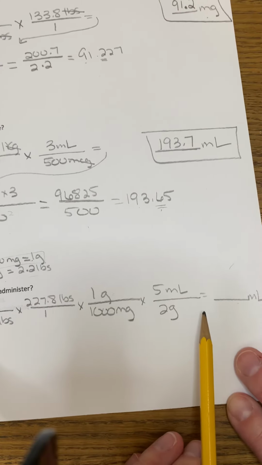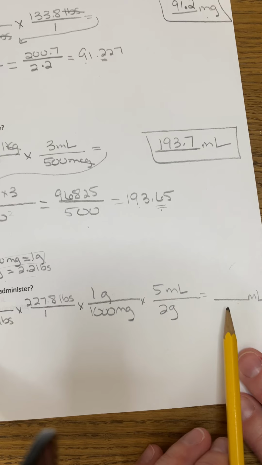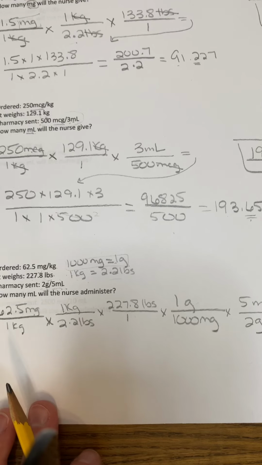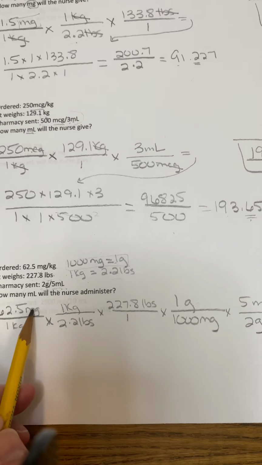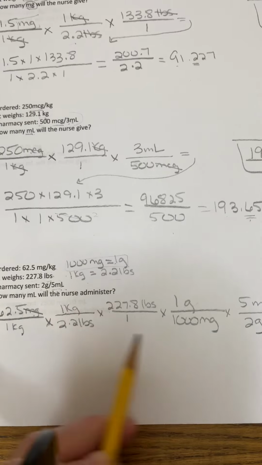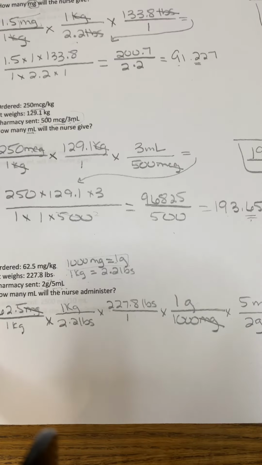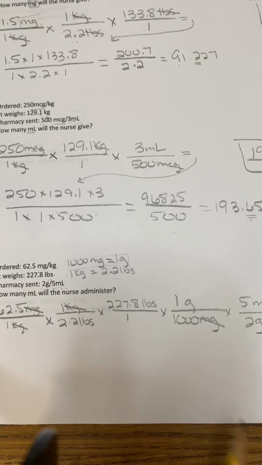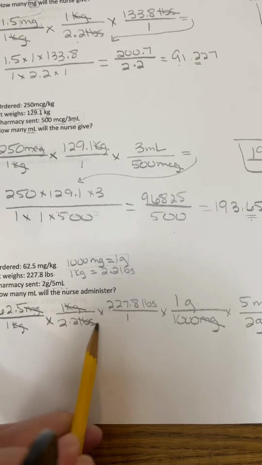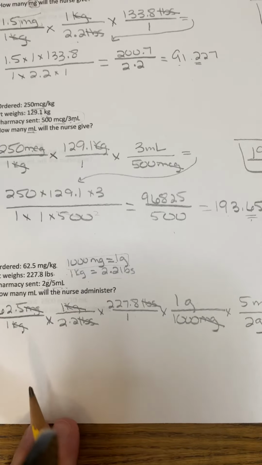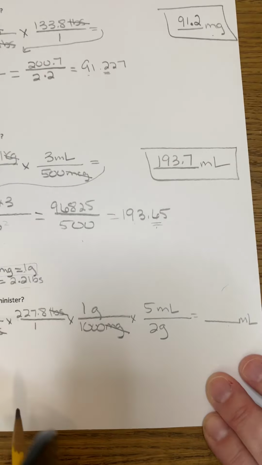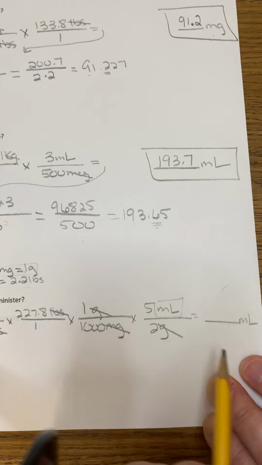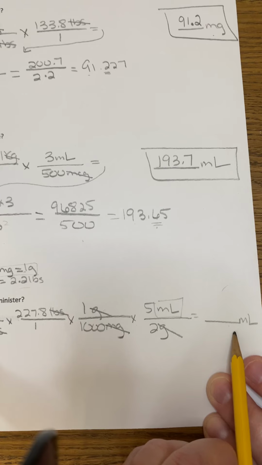So all these different conversions need to take place in order to get this answer. I'm going to start by crossing out my like units. I have milligrams here and milligrams here, so those cross out. I have kilograms here and kilograms here, they cross out. I have pounds here and pounds here, those cross out. And then if we scoot back over here, I have a gram here and a gram here. So what is left? Milliliters, and that's perfect because that's what I want my answer to be in.